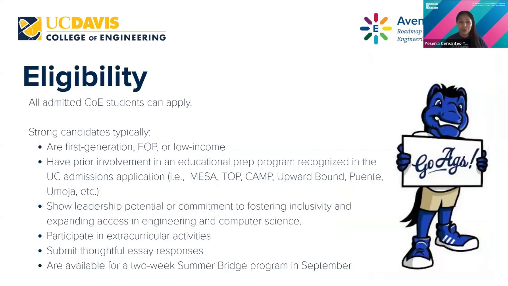All right, so to be eligible for the program, we give special consideration or strong consideration to students that are first generation, EOP or low income, have been previously involved in an educational preparation program recognized in the UC admissions application, and students who show leadership potential or a commitment to fostering inclusivity and expanding access in engineering and computer science. And we learn about that in the application that we have students submit.